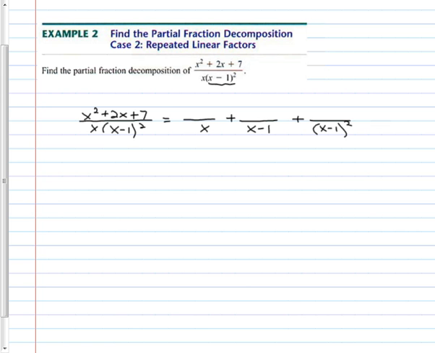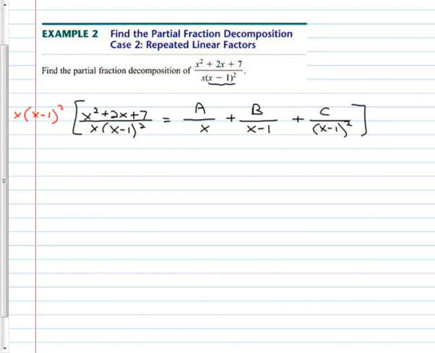Now all of these are still linear: x to the first, x to the first, x to the first. So I just have the numbers A, B, C, and we just go down the alphabet. And then again, I'm going to clear fractions. I'm going to show you a little shortcut a little bit later on as we get to it.